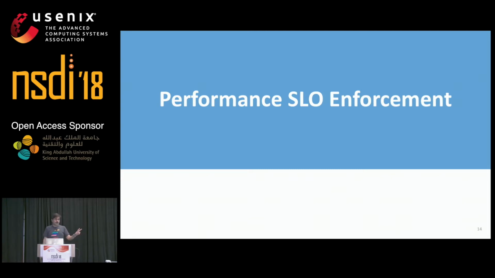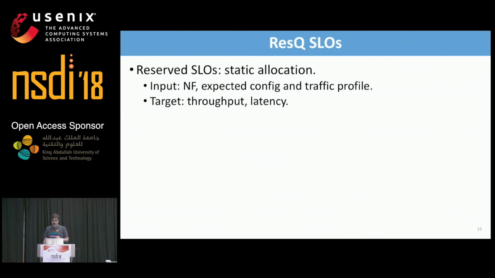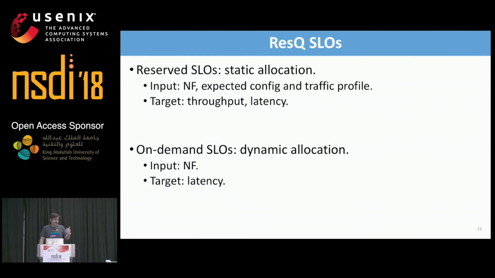So the second part of the talk is about how to do SLO enforcement using this knob. So in ResQ, we have two types of SLOs. First one is reserved SLOs, which basically do a static allocation. As input, you pass the NF, expected configuration, and expected traffic profile, and you specify the target throughput and latency you want. And the other one is on-demand SLOs, for which we do dynamic allocation of resources.